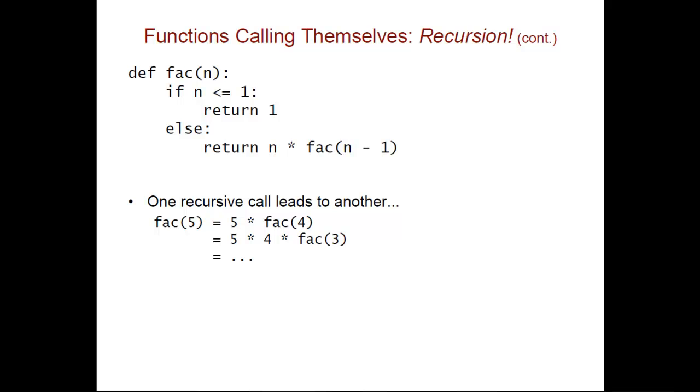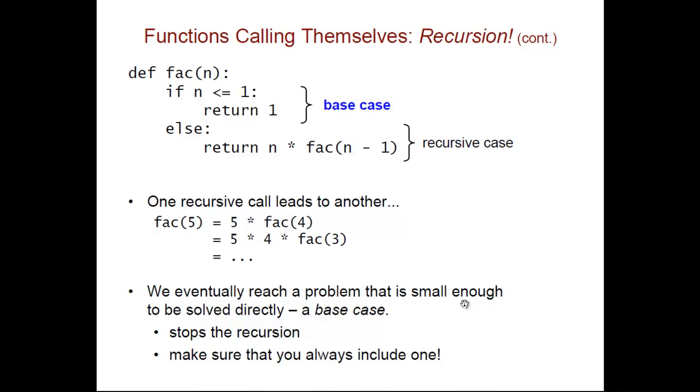Now, what's going to happen is we're going to get a whole sequence of recursive calls. For example, if we started with an input of 5, fac 5 would call fac 4, which would call fac 3, etc. And so we're going to get a whole sequence until eventually we get down to that case in which n is 1. That case is known as the base case. And that's the place where we actually stop the recursion.